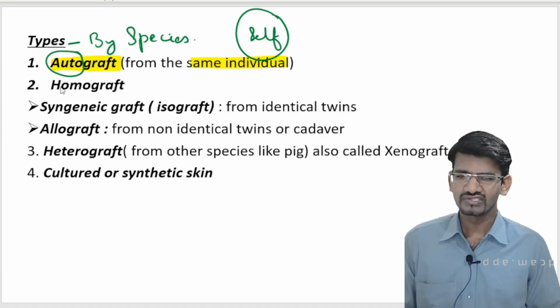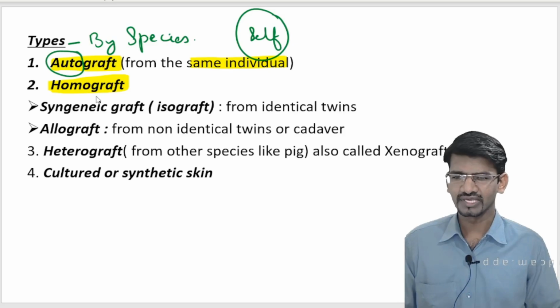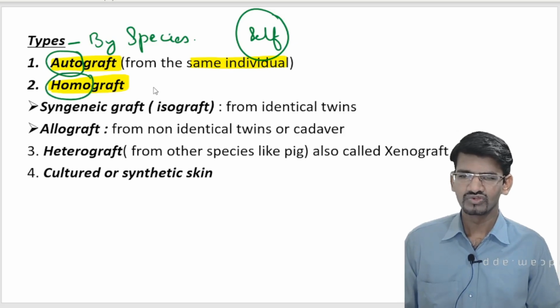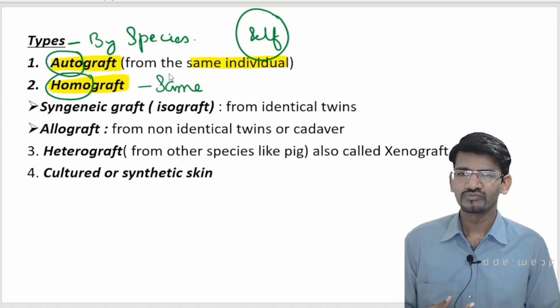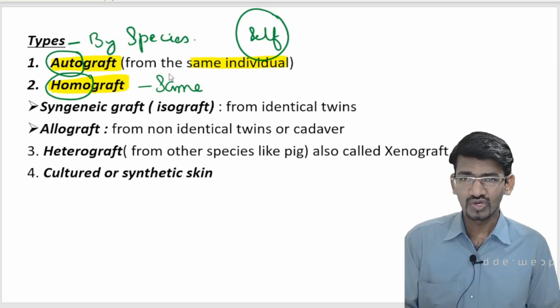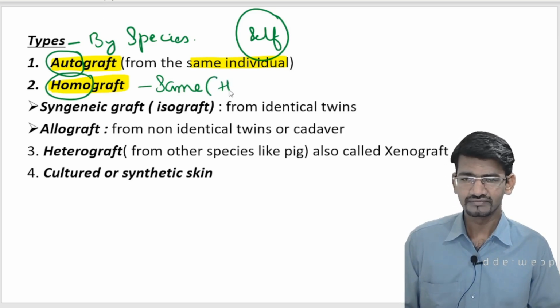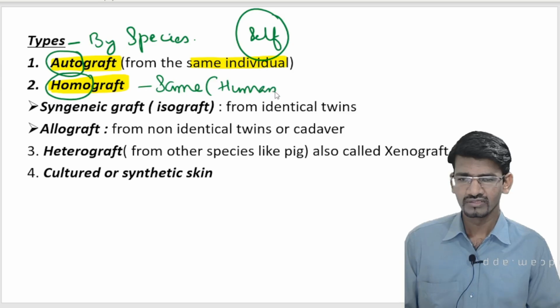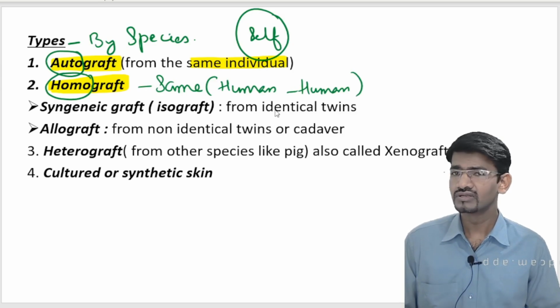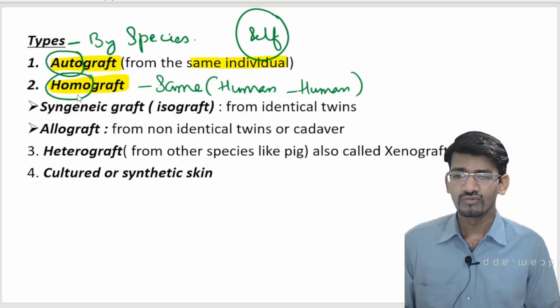And the second one is a homograft. Homo stands for the same species, meaning we are humans, so we will take the skin from a human only. We can call it human to human. So the skin is taken and will be transported to a human only. That is what homografting is.